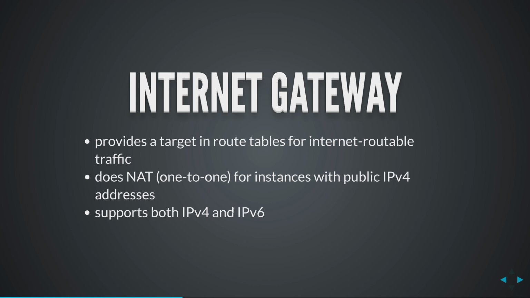And it does, as I mentioned in one of the earlier slides, the one-to-one NAT, so that each EC2 instance has its own private IP address on the inside, and on the outside it has its public IP address. And the Internet Gateway supports both IPv4 and IPv6, and for our purposes we only use IPv4.